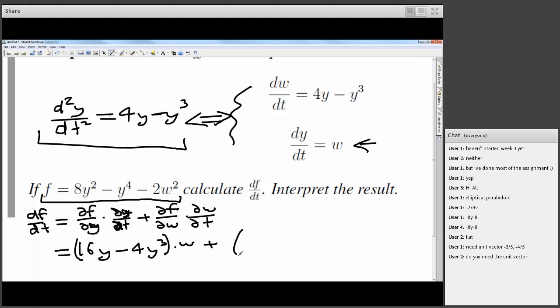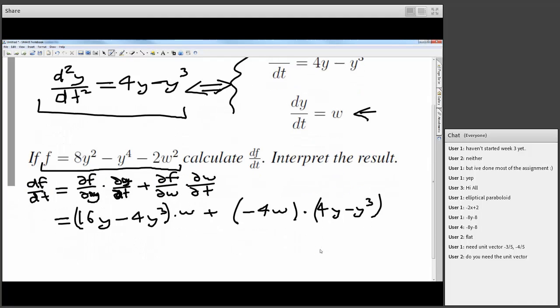We do the same thing for the next partial derivative. So the partial derivative of f with respect to w. The first two terms have no w, so they don't change anything in the partial derivative. And the last one would be minus 4w. Then we're multiplying that by del w dt, which is just the straight derivative, 4y minus y cubed. What's that equal to? Can you simplify the algebra down and work out what the answer is?